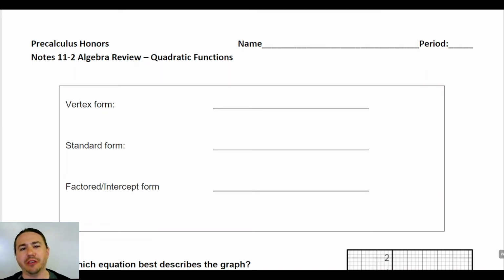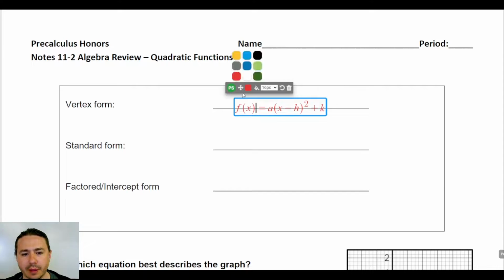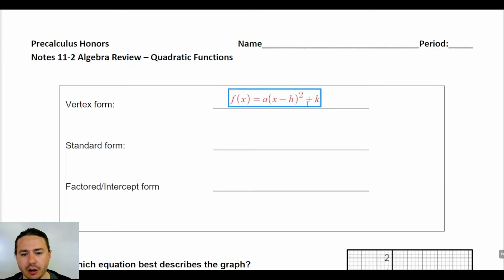Hey y'all, welcome back. So last time we reviewed linear functions, and today we're going to review quadratic functions. Just to go back over the different forms that these functions can take, the first one is vertex form, which is f of x equals a times x minus h squared plus k. In this case, h and k are going to be where our vertex is.